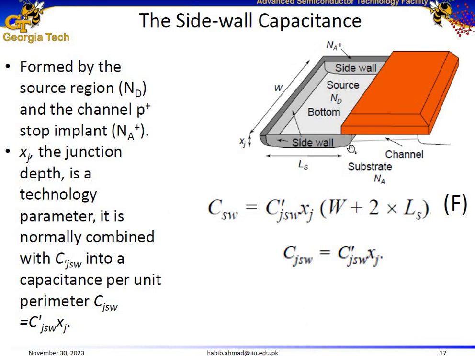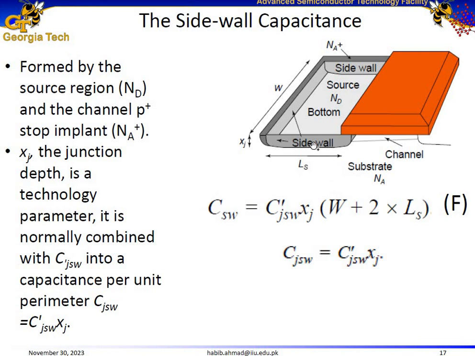For the sidewall capacitance, we have these 3 sidewalls. This sidewall has a length of Ls, the length of the side of the source, plus width of the channel, and then another sidewall. So 2 times Ls plus W. And we got to multiply it with a parameter called CJSW, which is a technology parameter for the sidewalls. Its unit is in farad per meters.